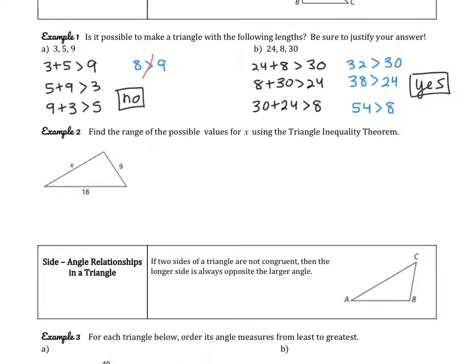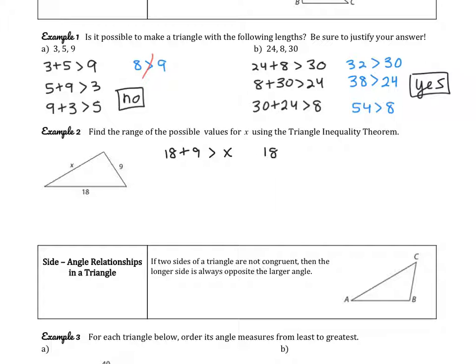All right, so now we're going to find the range of possible values for a missing side. And we're going to use the triangle inequality theorem to do that. So even though one of my side lengths is x, we don't know the value, we're still going to set up three inequalities just like we did above. So we're going to add up the two sides. So we'll say 18 plus 9 must be greater than x.